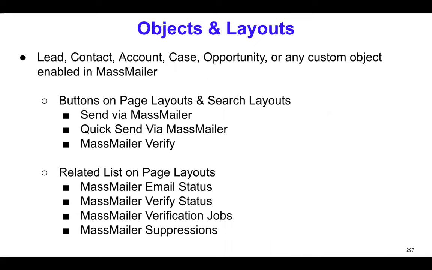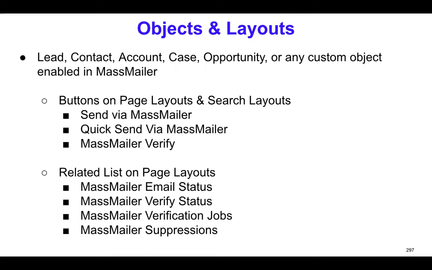For related lists that you may see: email, MassMailer email status, verify status, verification jobs, and MassMailer suppressions. And in campaign, I think you may see one more, but I'll explain that when I go to the next slide. These are all self-explanatory, I guess. The email status would have all the email events, such as opens and clicks. Verify status would have the verification status, such as valid, invalid, and other verification status values that MassMailer provides.